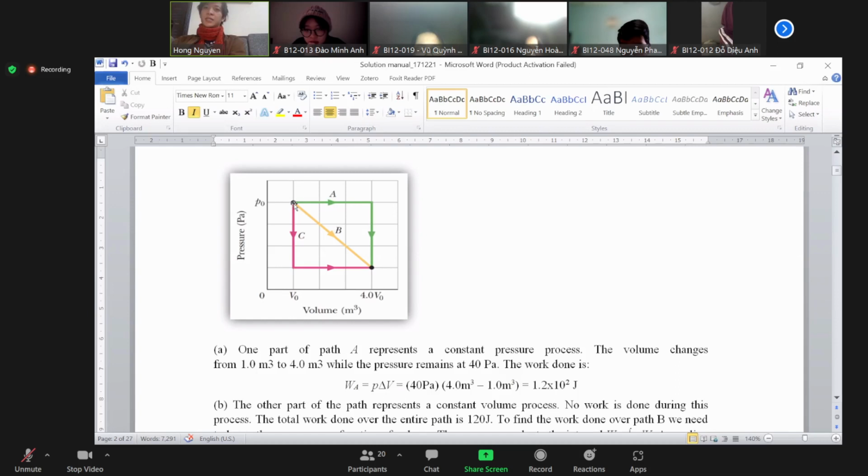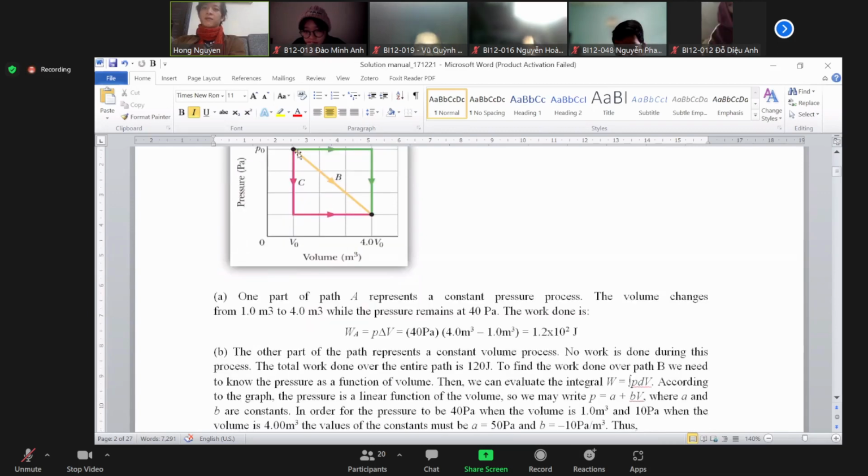And if you look at here, actually this is the equation of a straight line. You can write the pressure as a function of volume. This is a linear function of the volume. So it will take the form P equal A plus BV, right? A and B are constants. You should be able to easily find A and B, because we know already P0. Then you should have this. This is the function of pressure.